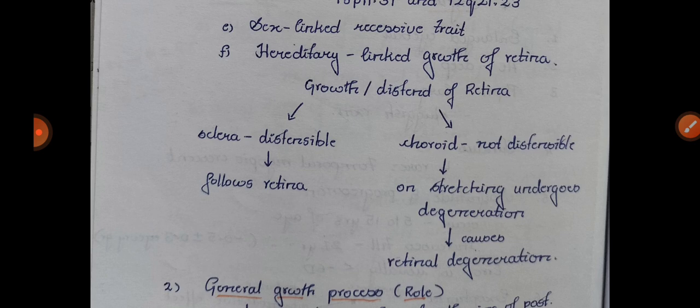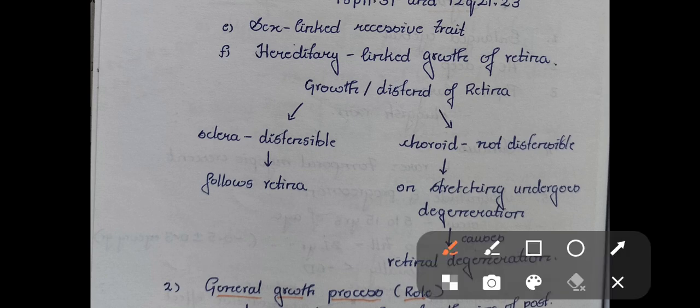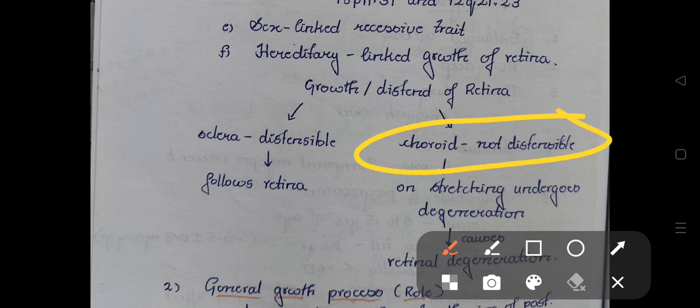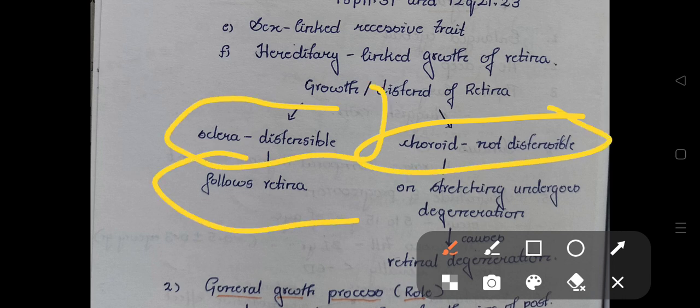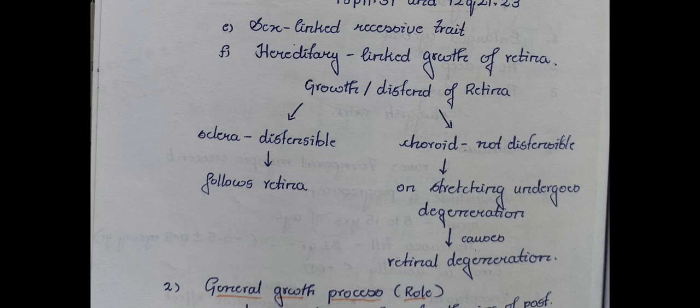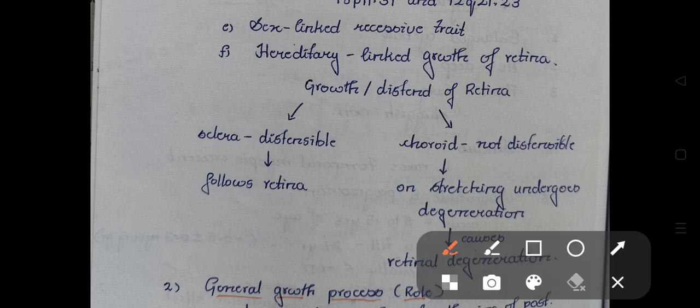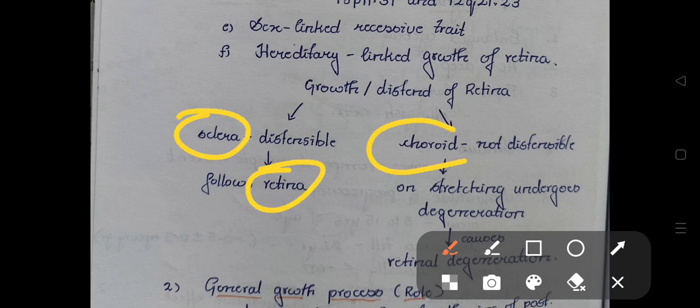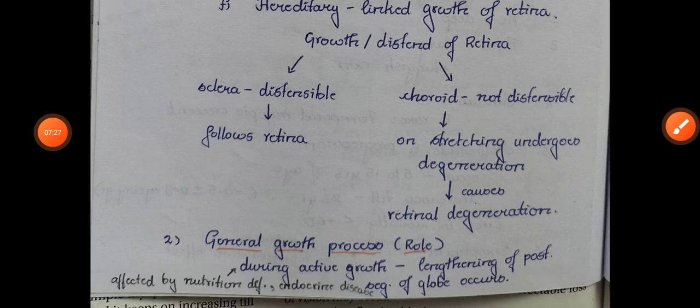The sclera is distensible and follows the retina. Sclera and retina are distensible, but the choroid is not distensible. You can see here, the choroid is not distensible, while the sclera and retina are. On stretching, it undergoes degeneration, causing retinal degeneration. The sclera and retina can expand but not the choroid. That's why the myopic crescent is seen. I will explain it.